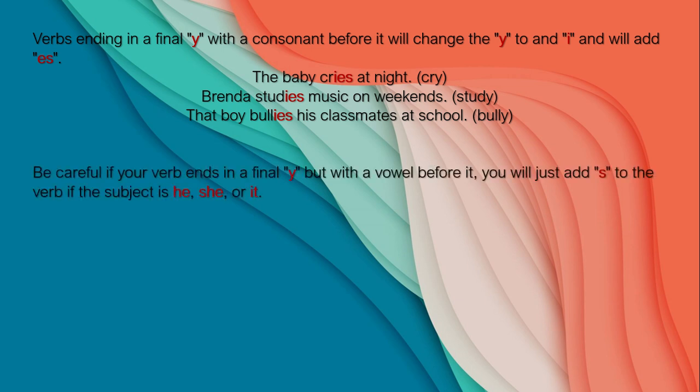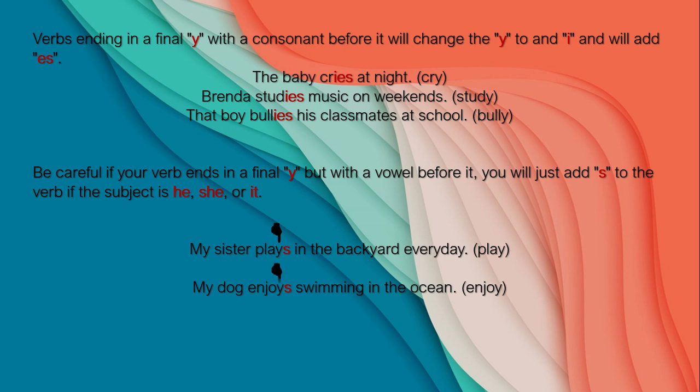But you have to be careful. If your verb ends in a final y, but with a vowel before it, you will just add s to the verb if the subject is he, she, or it. For example, my sister plays in the backyard every day. My dog enjoys swimming in the ocean. My mom buys her groceries in the supermarket. Notice that play, enjoy, and buy all end in a y, but before it we have a vowel, so we are adding only s to the verb.